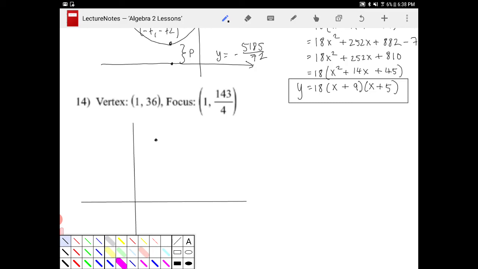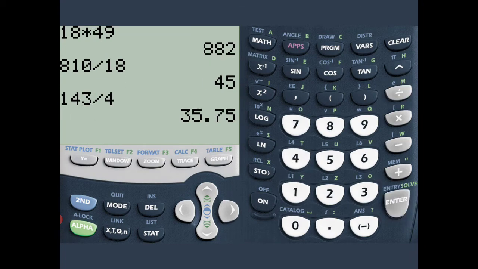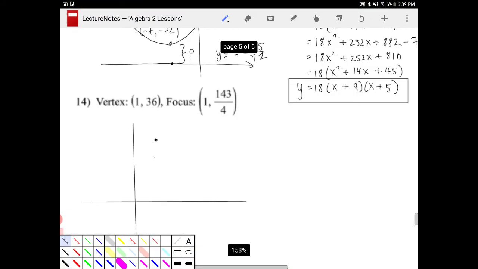143 divided by 4, I don't know what that is. So let's see here, 143 divided by 4. That's 35.75. So that means the focus is going to be underneath it. So the focus is here and the vertex is there. So that means it's going to be an upside down parabola. Because it's an upside down parabola, I also expect the p-value to be negative then, right?